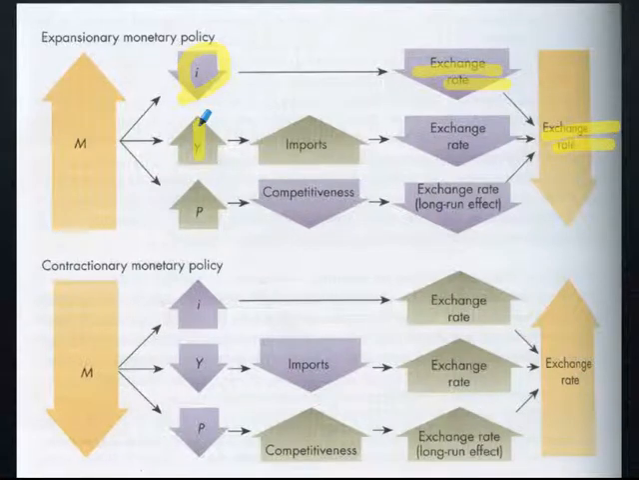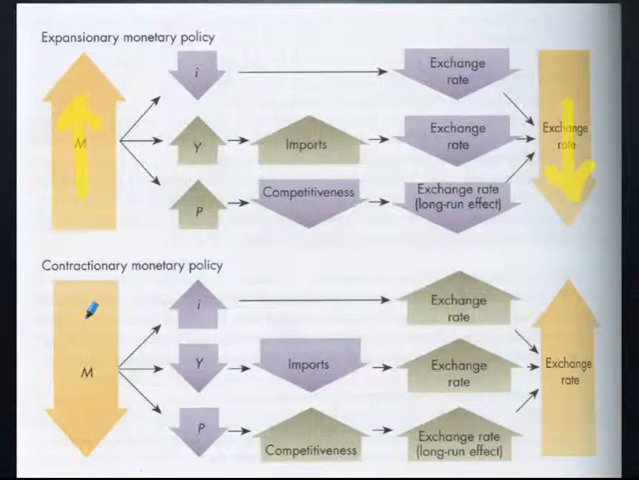Y stands for income. Expansionary monetary policy, income goes up. We'd import more, we'd demand other people's currencies and supply ours. Exchange rate goes down. Our price level goes up, so we're less competitive. Nobody wants our currency because our stuff's expensive. It all depreciates the dollar, right? The really nice thing about this is it's all consistent. Money supply increases, expansionary monetary policy will depreciate the dollar.